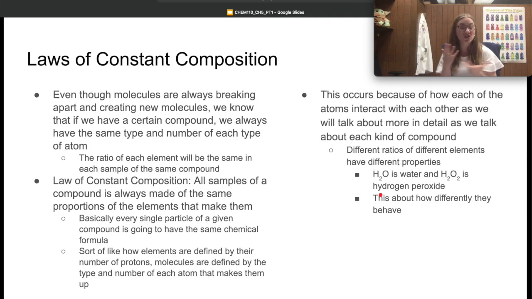So let's talk just a little bit about the law of constant composition. Even though molecules are always breaking apart and creating new molecules, and everything shifts and moves in the universe, we know that we have a certain compound because compounds always have the same type and number of each atom. So the ratio of each element will be the same in each sample of the same compound.